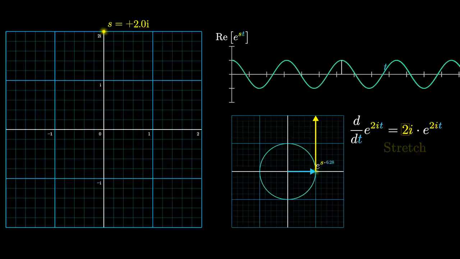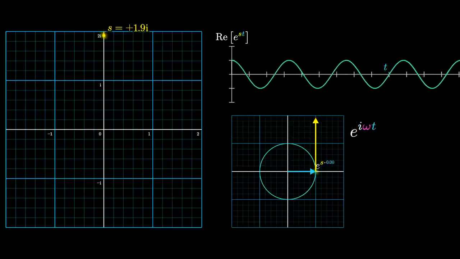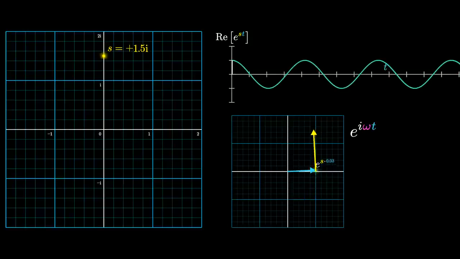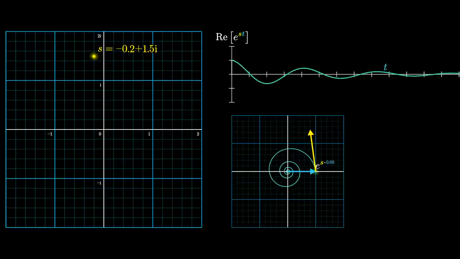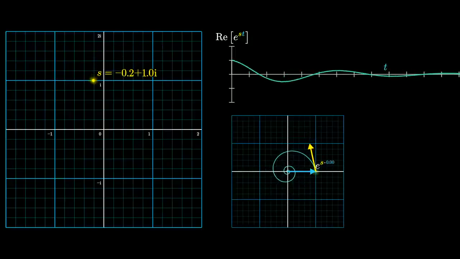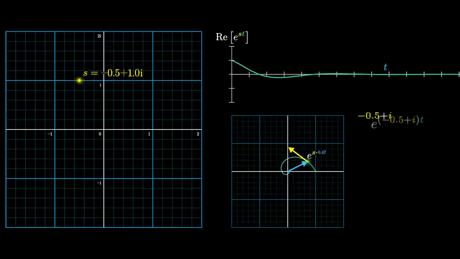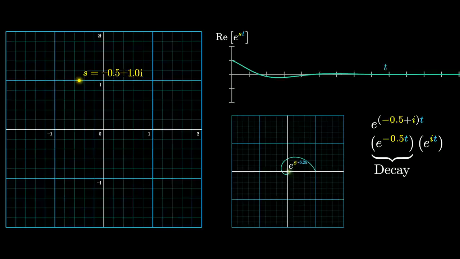More generally, it's common to label this imaginary part with the Greek letter omega, which describes the angular frequency of the motion. In other words, how many radians of arc length does it traverse around the circle per unit time? This is just the imaginary axis, but what about when s has both a real and an imaginary part, something like -0.5 plus i? On the one hand, you can split up the exponential, and this part here is telling you that the magnitude decays over time, and then this part is telling you that there's rotation.